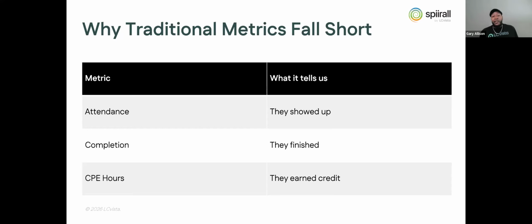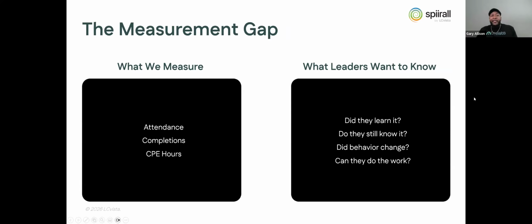But attendance tells us they showed up. Completions tell us that they finished, and CPE hours tell us that they did whatever was required in order to earn credit. And even to take a step further, compliance with the NASBA standards requires that we ask participants if the session or the program was actually worth their time, right? So we get some valuable data from these metrics, and yet these are not necessarily the metrics that leaders are mostly asking us about today.